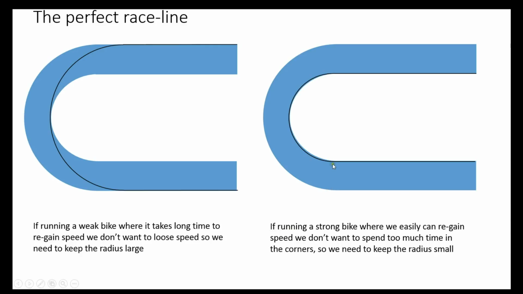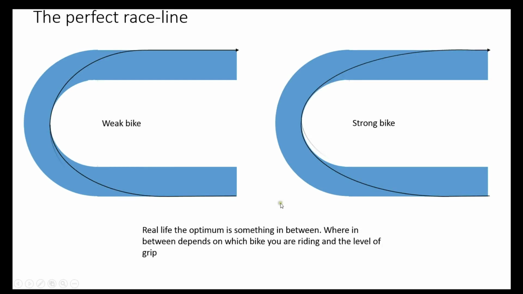If you're on a superbike, or if you're going quite slow on low gears, it's very easy to regain speed. You just have to twist the throttle and you have the speed back again. Then we want to spend less time in the corner and take a smaller radius. Now this is extreme. If we look at more realistic lines, it would look something like this, where the weak bike is taking a larger radius and the strong bike is more doing the stop and go corner and spends less time in the corner.